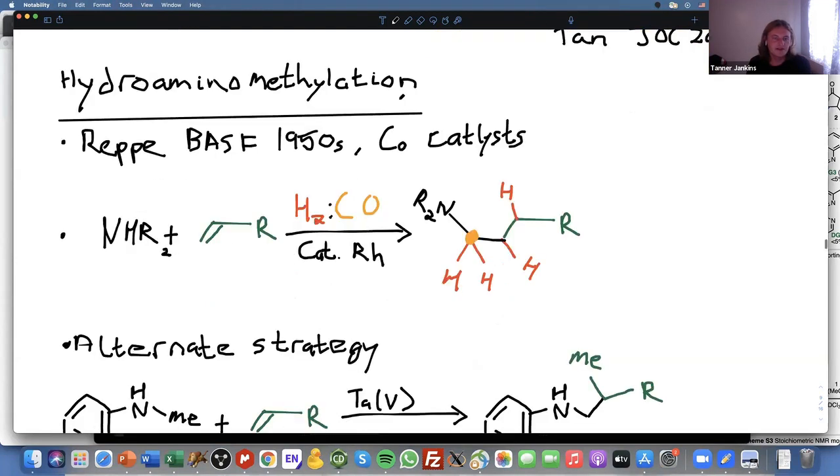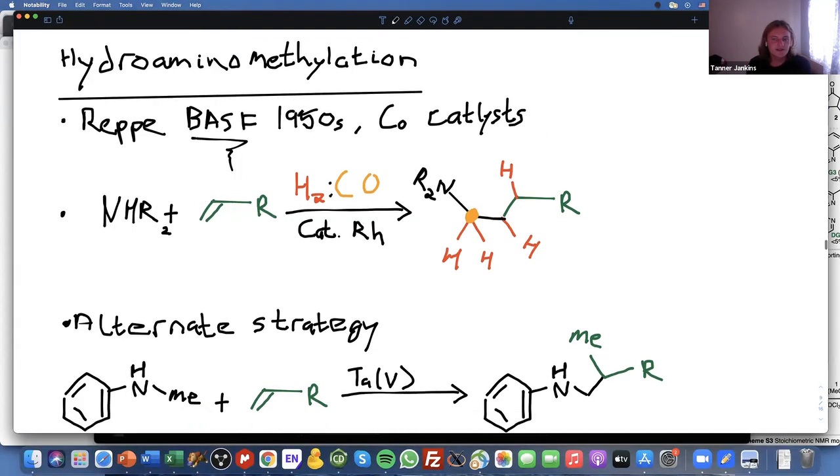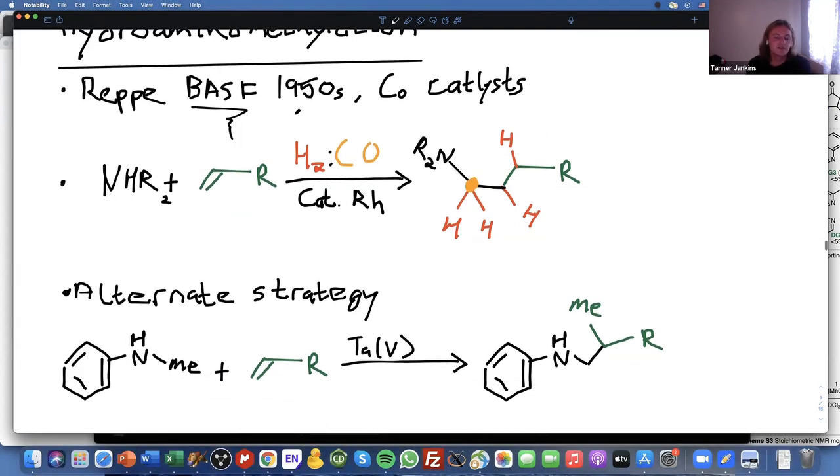In the case of hydroaminomethylation, which was again developed by the German chemical superpower BASF by Walter Reppe in the 1950s, this process simply uses a dual organic reaction combined with hydroformylation, whereupon you hydroformylate your alkene, undergo condensation with an amine to form an imine in the same pot, followed by imine hydrogenation to give your linear-selective alkylamine.